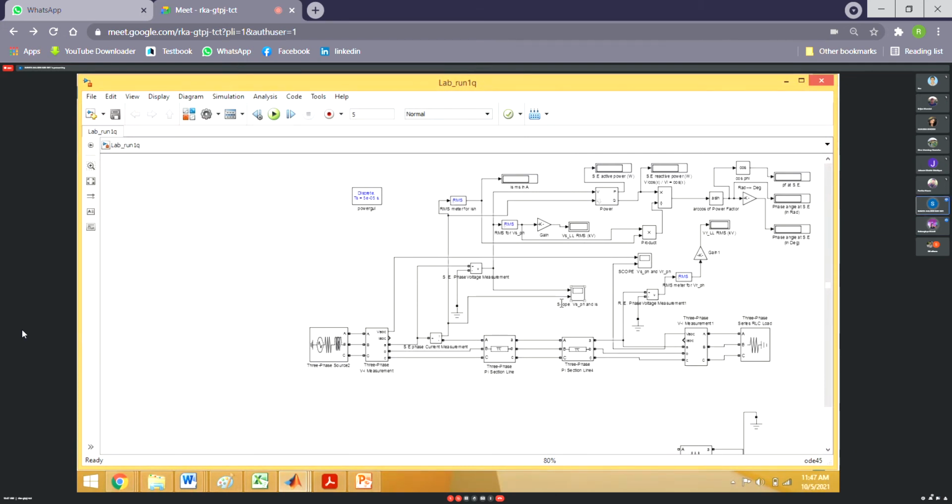VI sin phi, Q equal to VI sin phi. So if you make Q divided by VRMS IRMS, then you will get the sin phi. All are in phase quantities, not in total power.